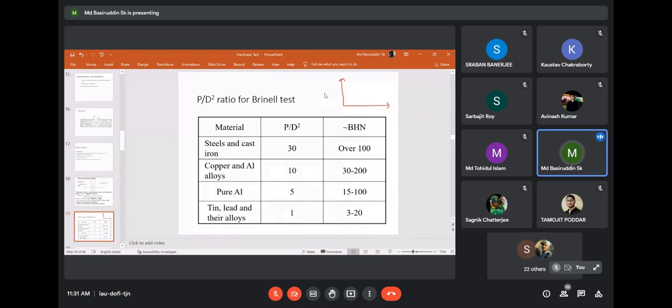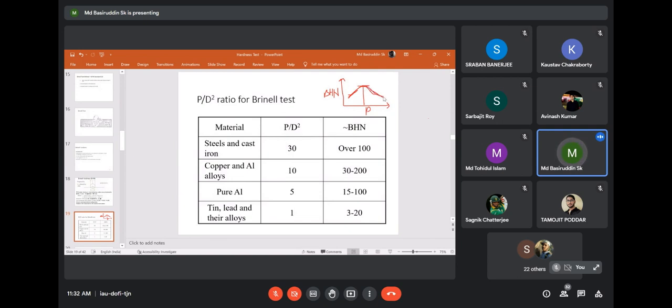If you put the BHN value on the y-axis, and the P value on the x-axis, then what will you find? You will find that at a smaller load, maybe the value will be high. But whenever you increase the load, at a certain point, no sorry, the opposite. So maybe at a certain small d by capital D ratio, you will find that the BHN value becomes fixed. But in other cases, the value is gradually changing.